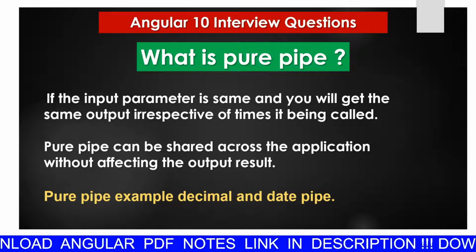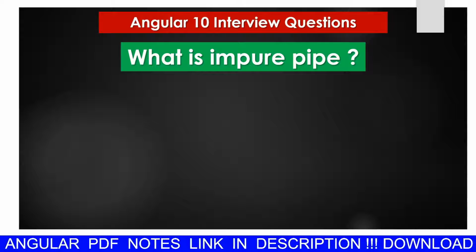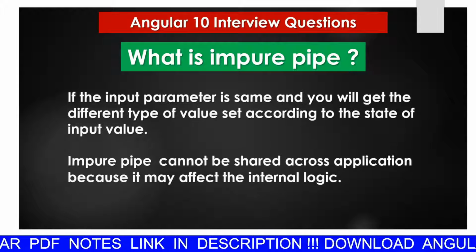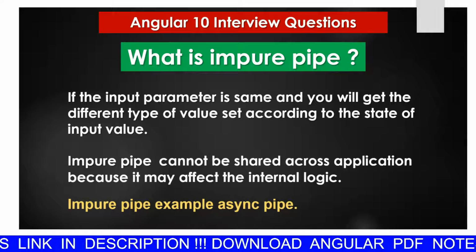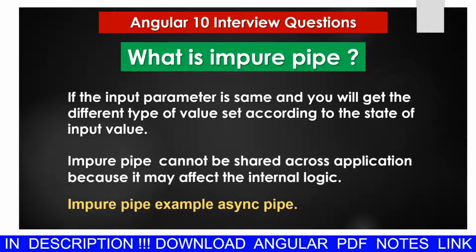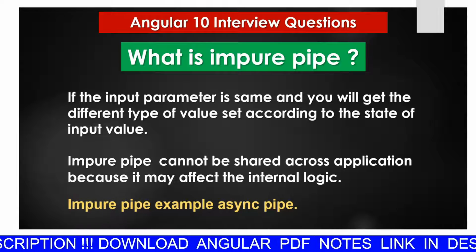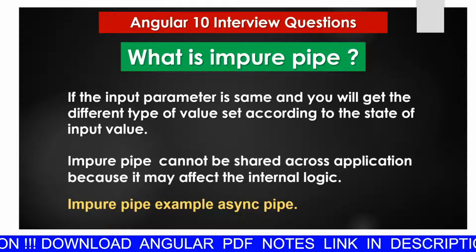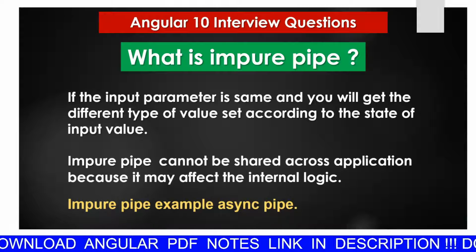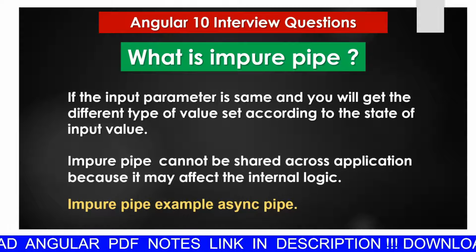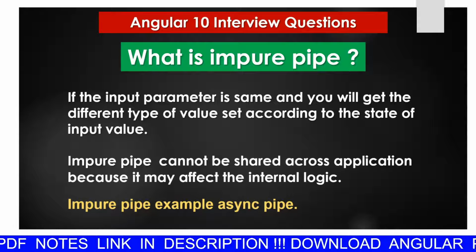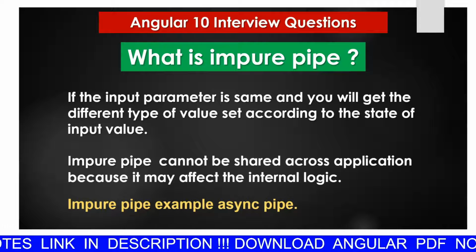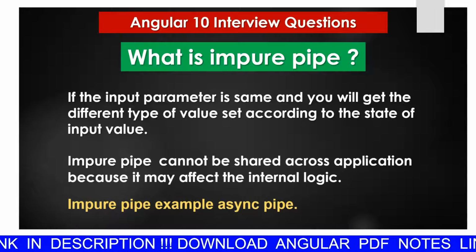Okay guys. Next question, what is impure pipe? If the input parameter is the same, you may get a different value according to the state of the input value. It depends on the state of the input value, guys. It will show output depending on the state of the input. An impure pipe cannot be shared across the application because it may affect the internal logic, guys. An example of an impure pipe is async pipe.